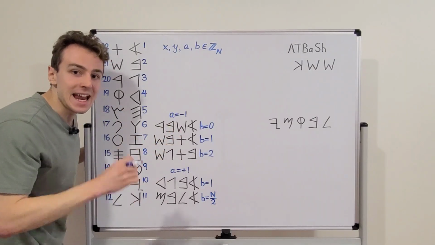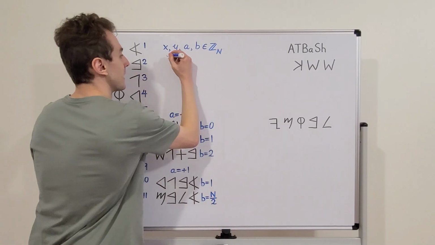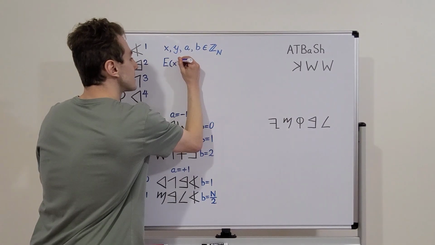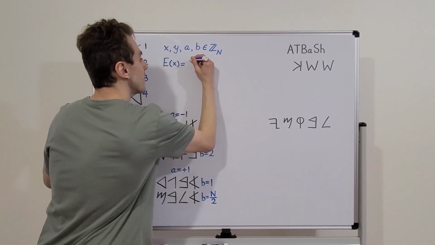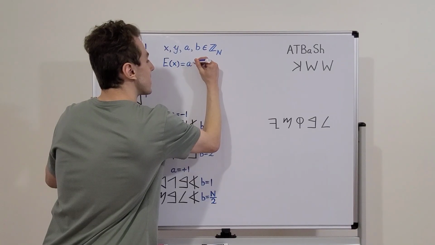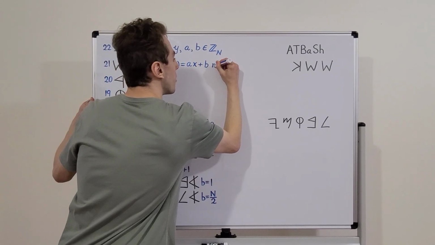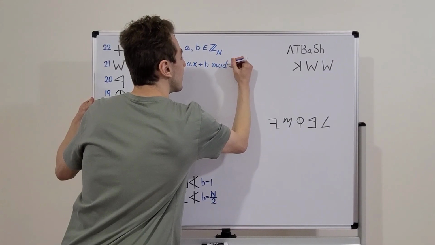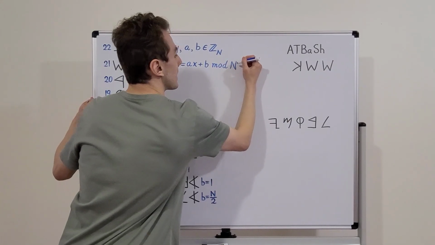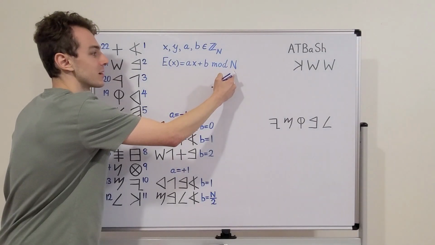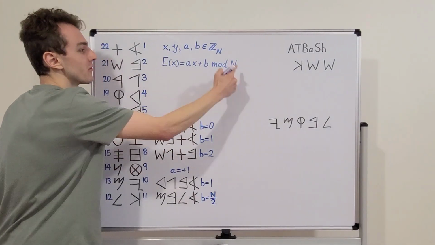Let's define the encryption function. So the encryption function is going to take an input, x, and it's going to map it to a times x plus b mod n. So n is the modulus. We are working with modular arithmetic. So this is the encryption function.